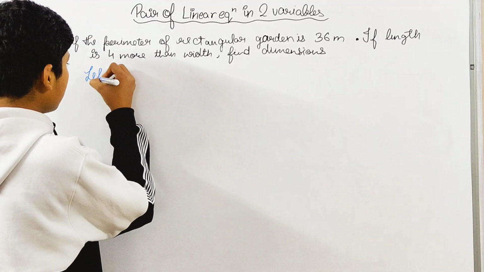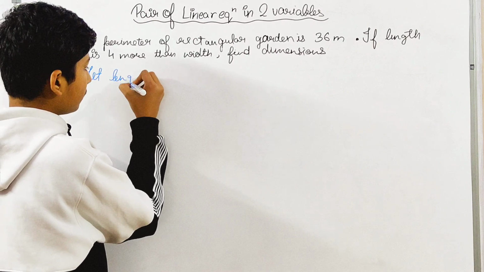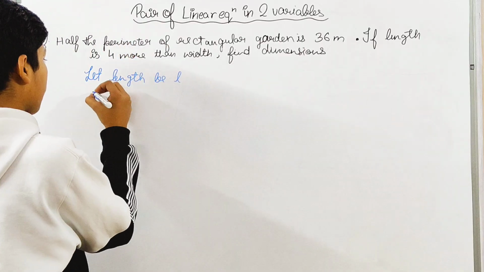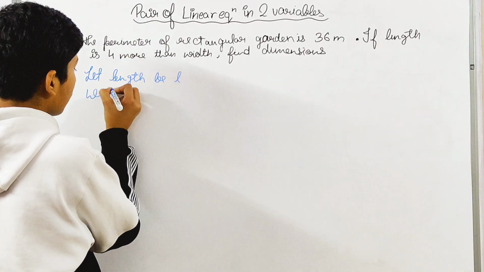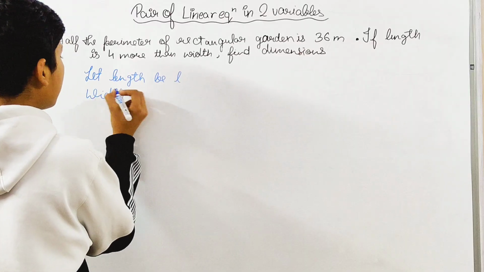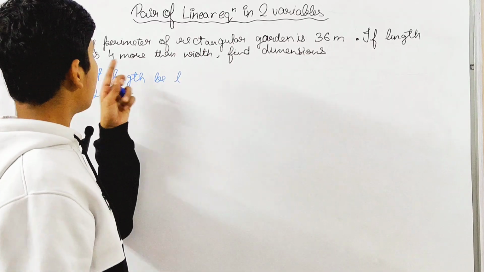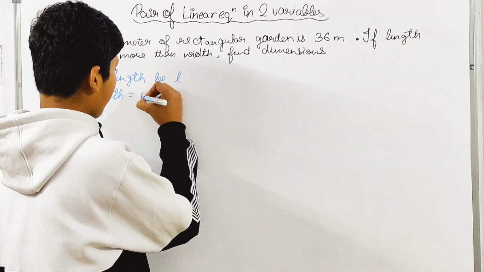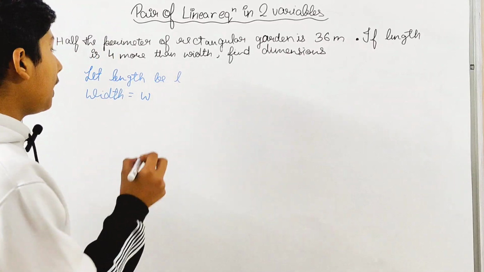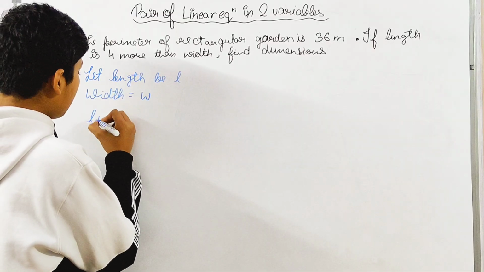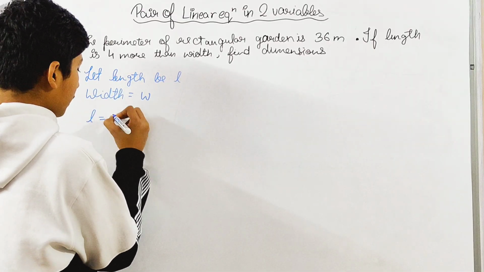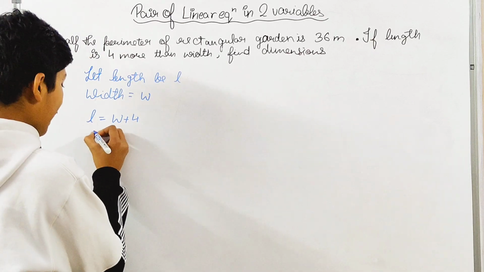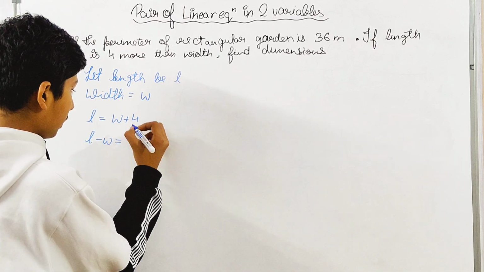Let length be L, width be W. It has been given that length is 4 more than width. So it is given that L equals to W plus 4. So L minus W equals to 4.